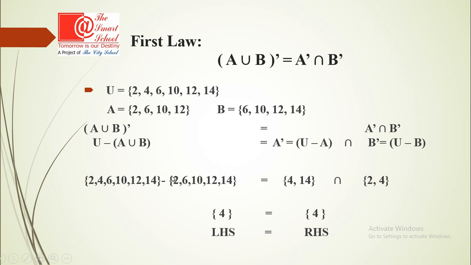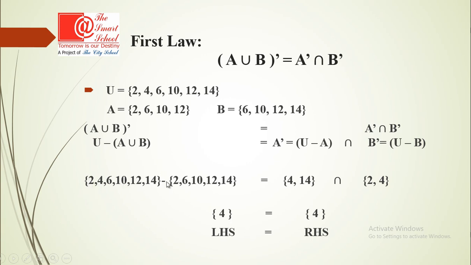And when we have to find its complement, we will subtract it from U. So U is 2, 4, 6, 10, 12 and 14. So what is extra in the universal set? Yes, only 4, because all other members which are part of A union B can be cancelled from this and only 4 is left.